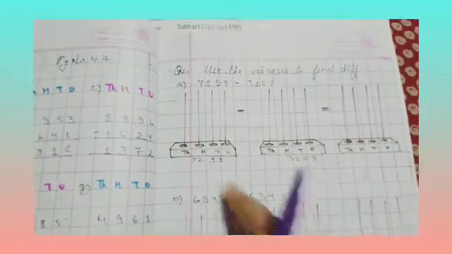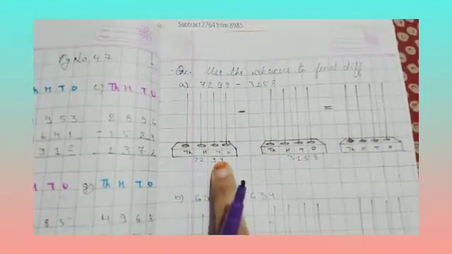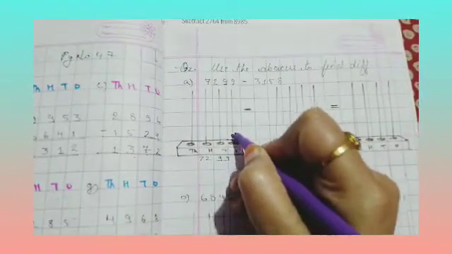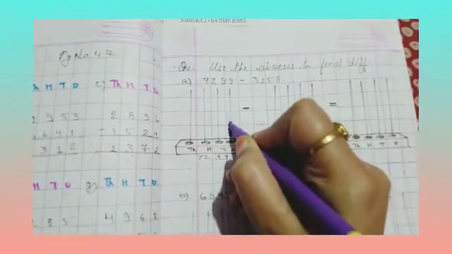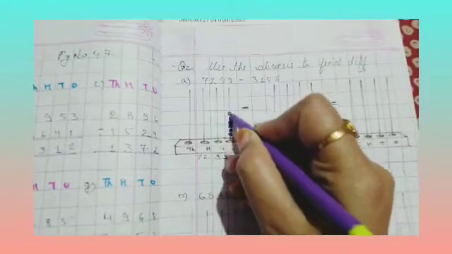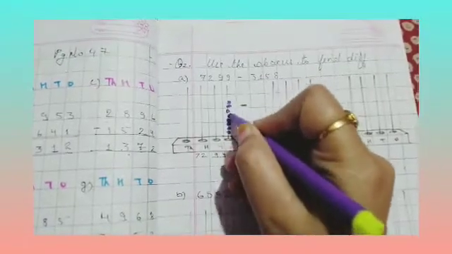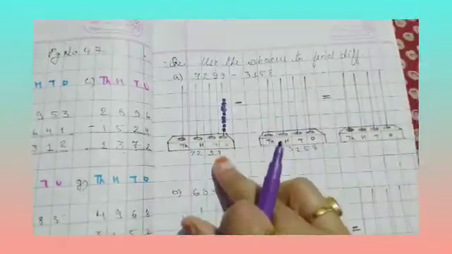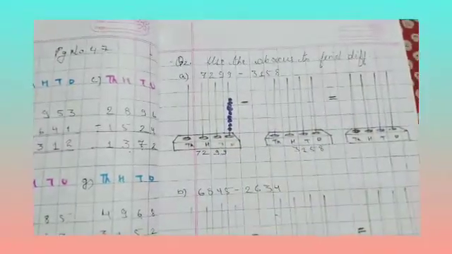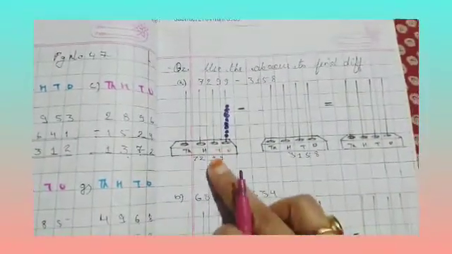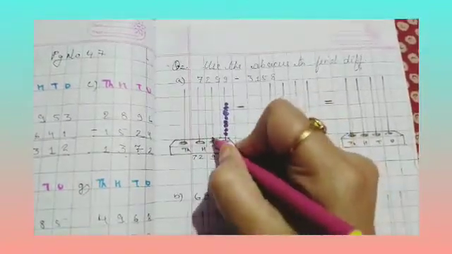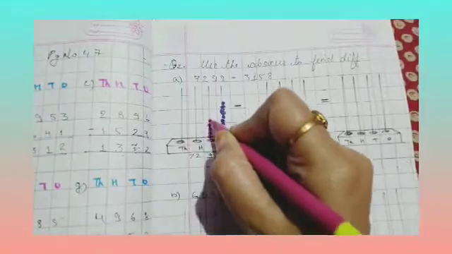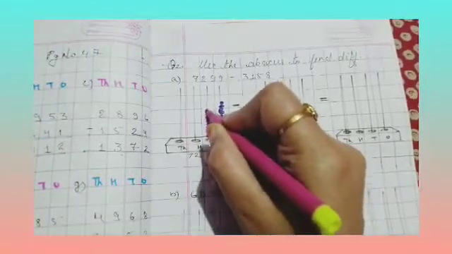So first on ones place 9 is there. So we will place 9 beads. 1, 2, 3, 4, 5, 6, 7, 8 and 9. So we are going to place 9 beads. Now at tens place we are going to place 9 beads. 1, 2, 3, 4, 5, 6, 7, 8, 9.